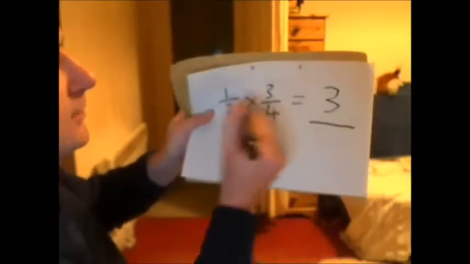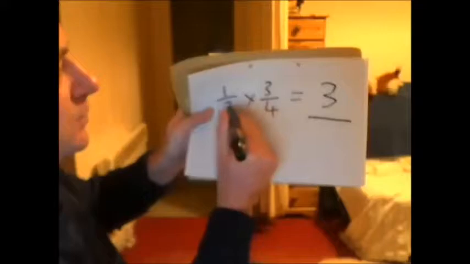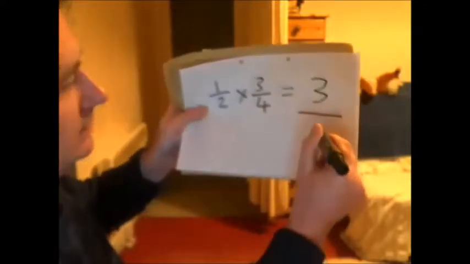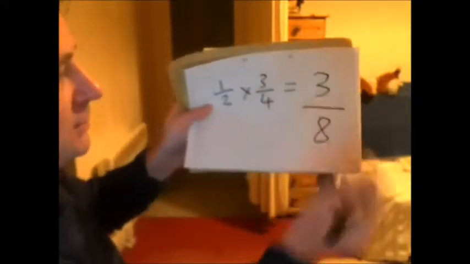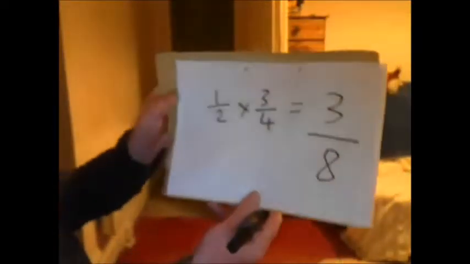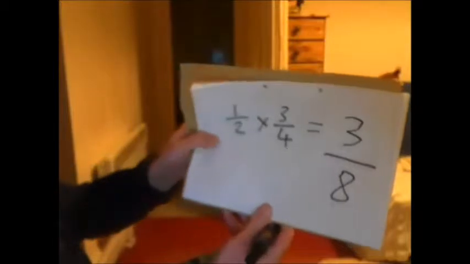So we're multiplying that row, and then we're multiplying this row. So what is 2 times 4? 8. There's your answer. That's how easy multiplying fractions is.